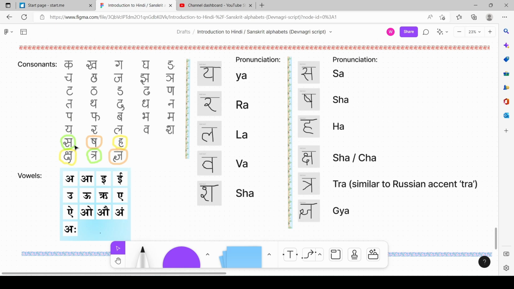And now the last 6 consonants: sa, sha, ha, sha, tra, gya. This is what the pronunciations look like. Sa, sha, ha, sha, tra, gya. Now let's move on to the vowels.